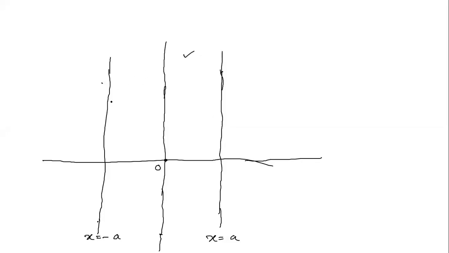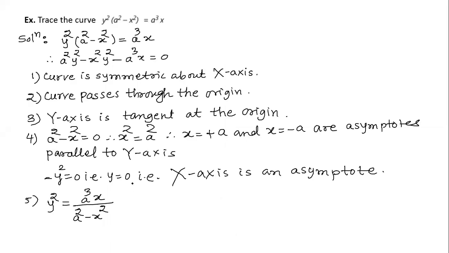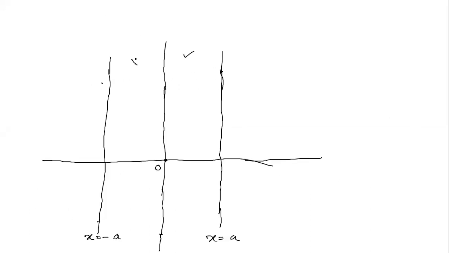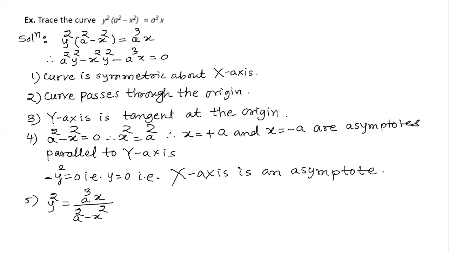Does the curve exist between x equal to 0 and x equal to minus a? Let us try to put x equal to minus a by 2 into the equation. So y square is equal to a cube into minus a by 2. The numerator is negative and the denominator, a square minus a square by 4, is positive. Negative upon positive is negative. Y square is negative. So the curve does not exist in the region between x equal to 0 and x equal to minus a.